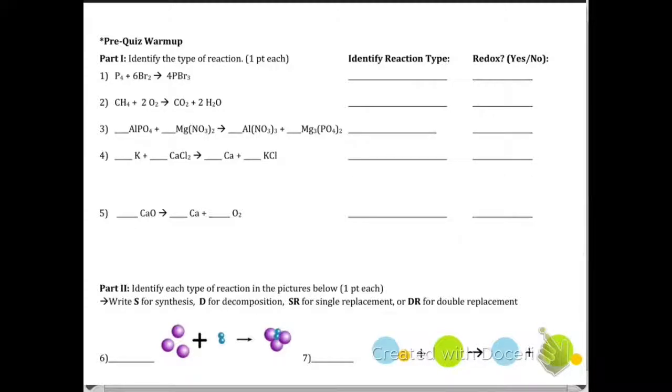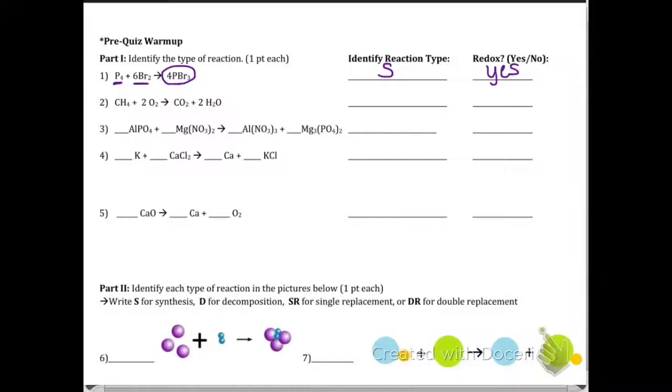So here we go. The first two, it just wants you to identify the type and tell me if it's redox or not. So you look at the little compounds here, or elements here. A small thing and a small thing, and you got one big thing. That one big thing tells me that this is synthesis. And synthesis is redox. We do have a transfer of electrons.